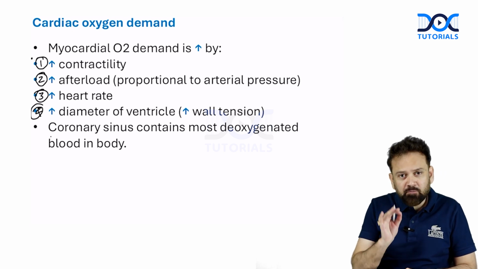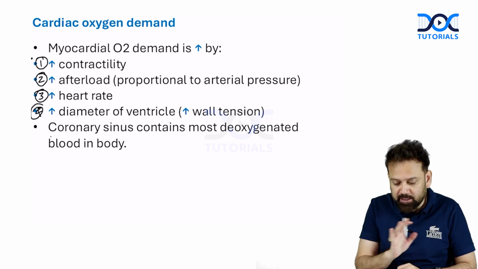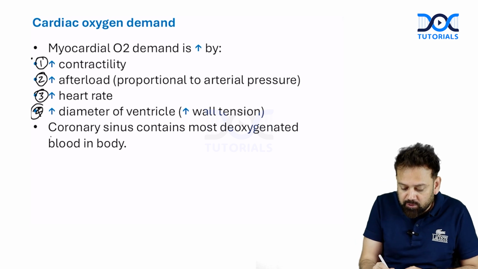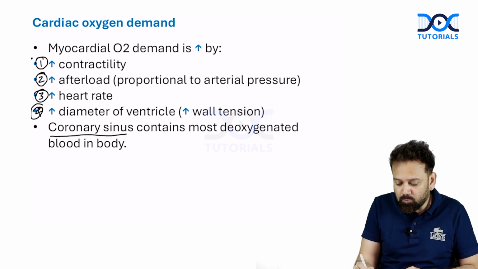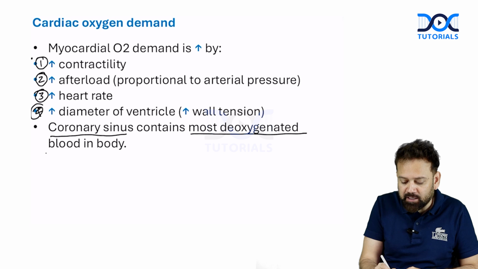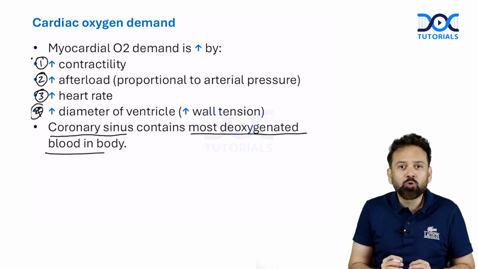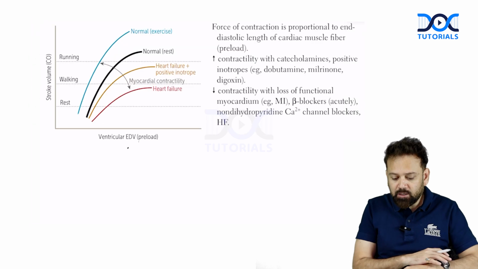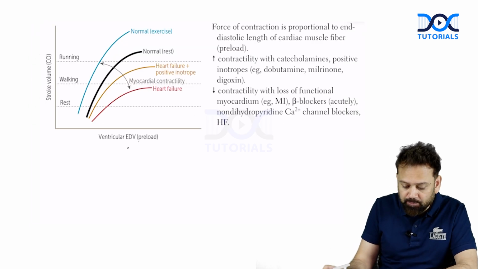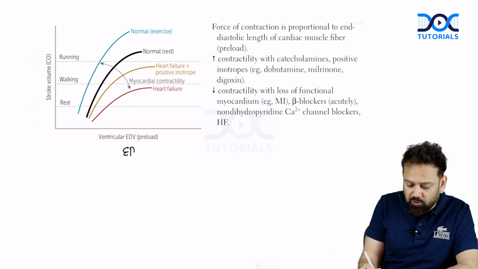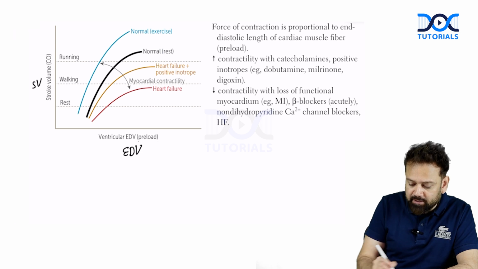Okay, one fact is there, it is only a fact, nothing to do with the oxygen demand. Coronary sinus contains the most deoxygenated blood in the body. So who contains the most deoxygenated blood in the body? Coronary sinus. Okay. Now we have discussed Frank-Starling law. If you increase end-diastolic volume, stroke volume can be increased. This is which law?